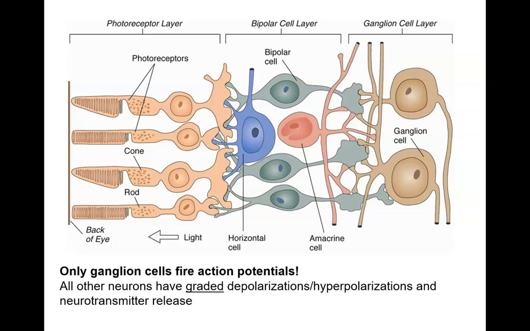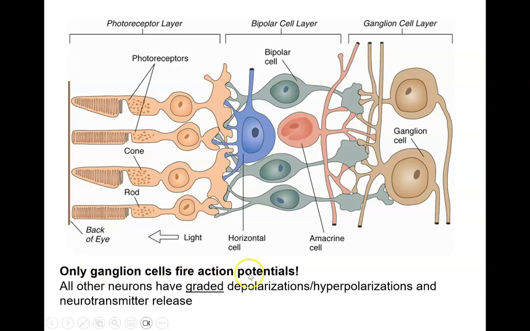And this is what's going to allow us to perceive contrast in visual scenes. And we'll talk more about the horizontal and the amacrine cells and how they contribute to this understanding of contrast later on. Now, one thing that is really important, and this might be a test question, is that only the ganglion cells are going to fire action potentials.